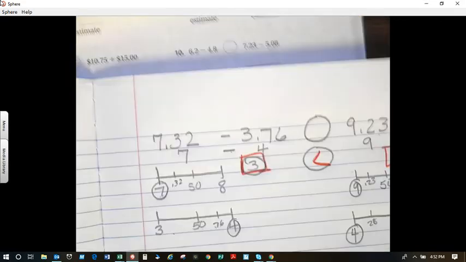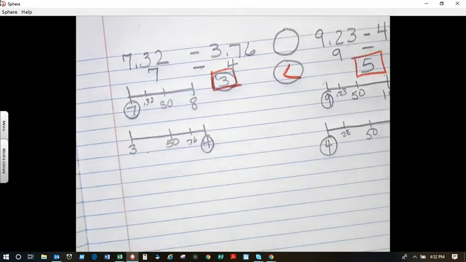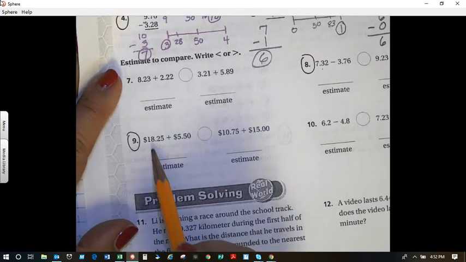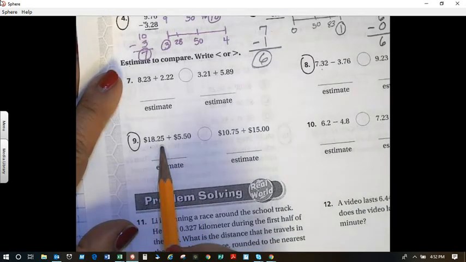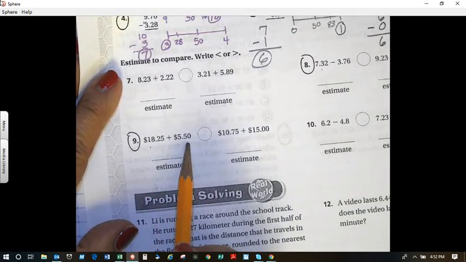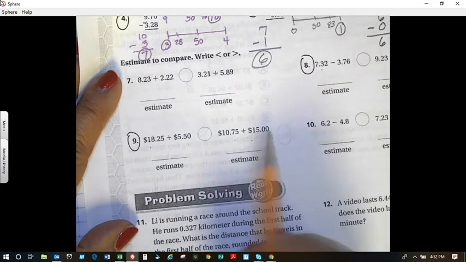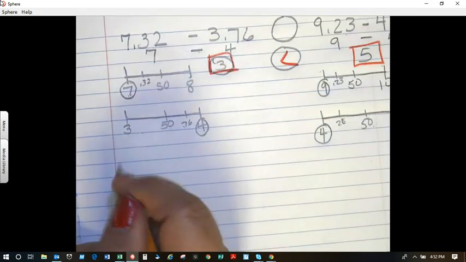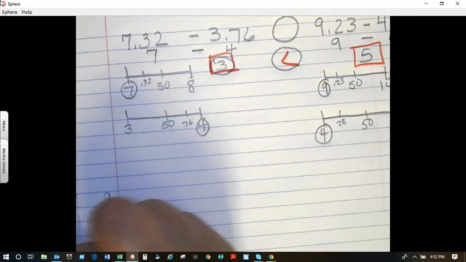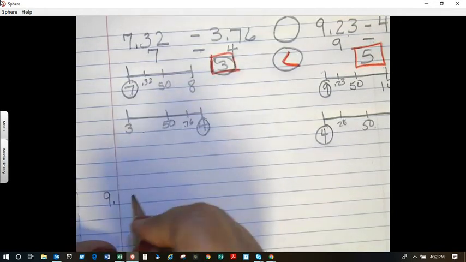All right, let's go to the next problem. Problem number 9, and now we're talking money. So I have $18.25 plus $5.50, and then I have $10.75 plus $15, and we needed to estimate. Okay, so oh, we were doing the addition. Oh, that's right, because we were supposed to do number 10. But that's okay. We can get this one done really quickly.